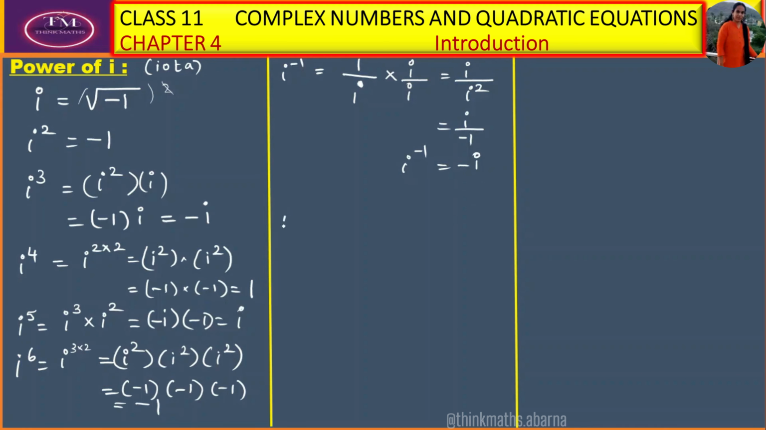In the same way, i power minus 2. It is nothing but 1 by i power plus 2. What is i square? i square is minus 1. So the answer is minus 1.